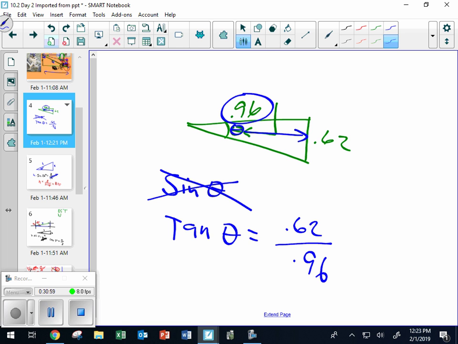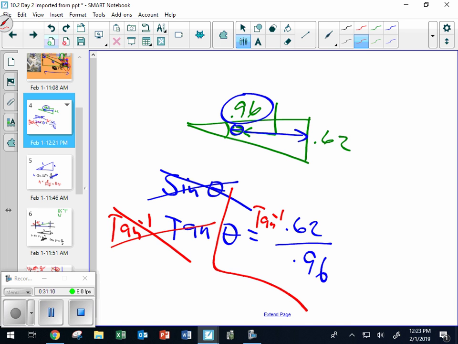You go inverse tan on both sides. And this cancels this, and theta is that. And you need to be able to do that for your next test. Inverse tan, or could be inverse cosine, or it all depends on which angles we give you, or which sides we give you.